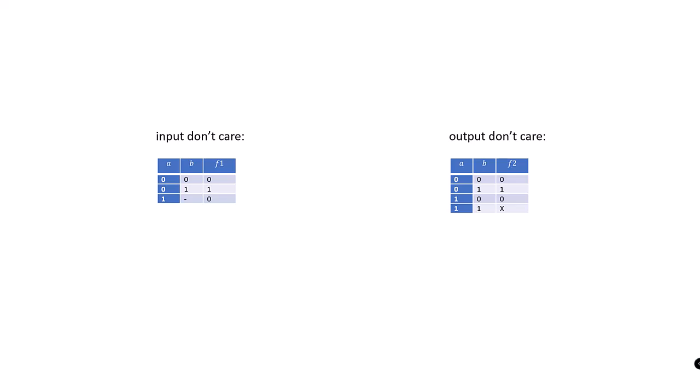An output don't care is an incomplete specification of the function. Here, the input combination 1, 1 gives an undefined output, which we represent as X. We'll see later that output don't cares can be useful in optimizing logic.